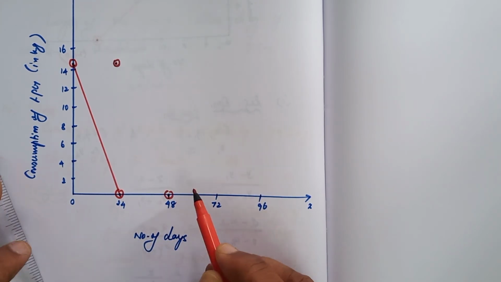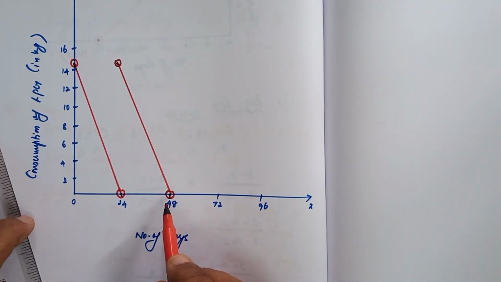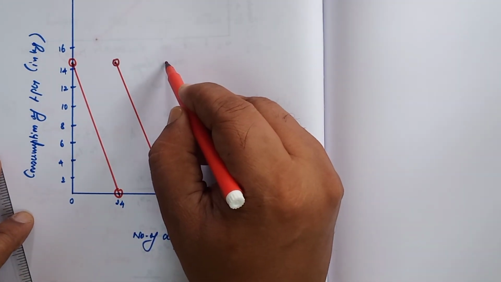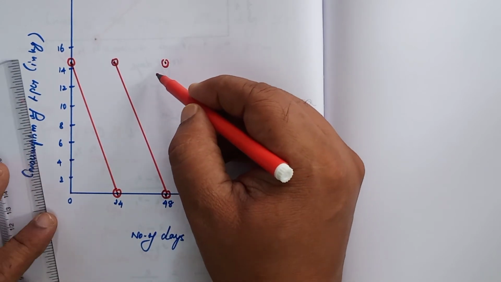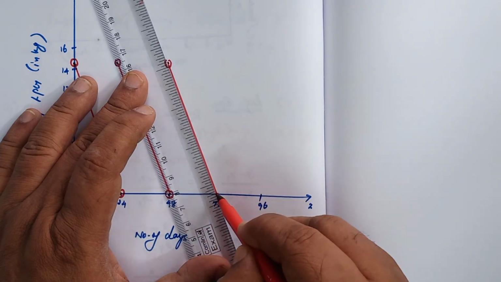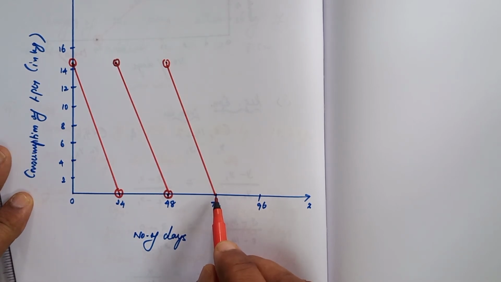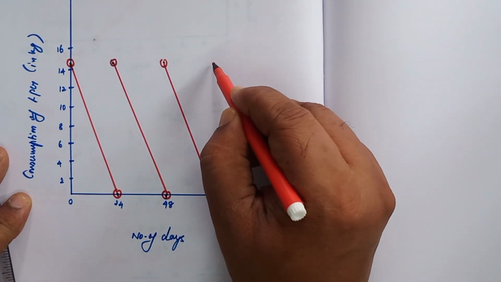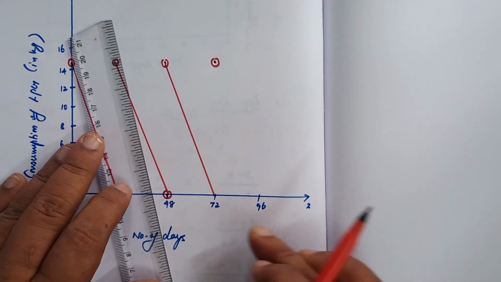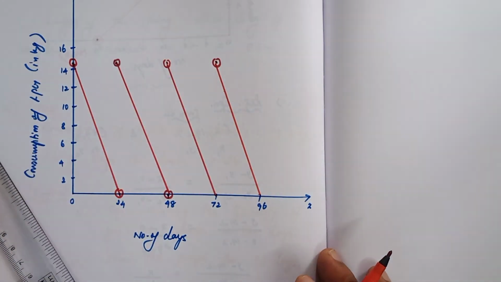So 24 plus 24 is 48. On the 48th day, two cylinders will be empty, correct? Then we replace the new cylinder on the same day, whose weight is the same 14.2 kg. It will last for another 24 days, that means 72 days totally. On the 72nd day, 3 cylinders will be empty. Now, on the 72nd day, we replace the new cylinder whose weight is the same 14.2 kg. That will last for another 24 days, that is 72 plus 24 is 96. For each and every 24 days, we are replacing a new cylinder.